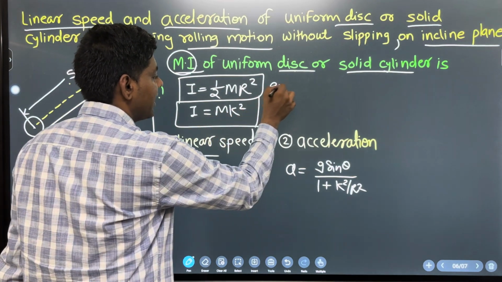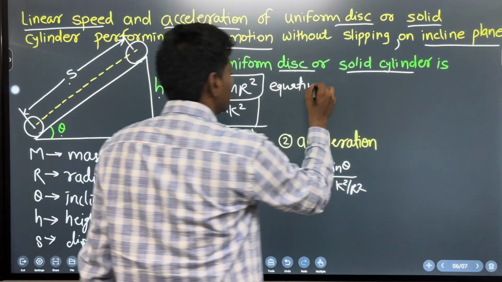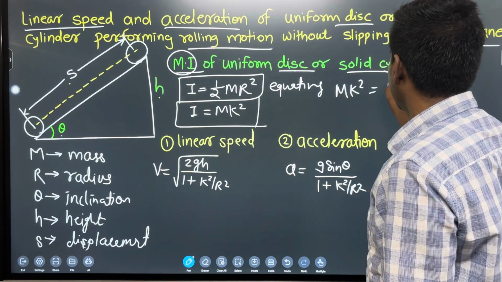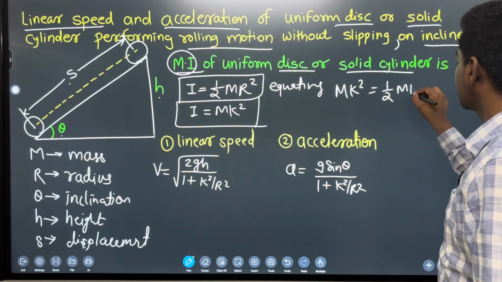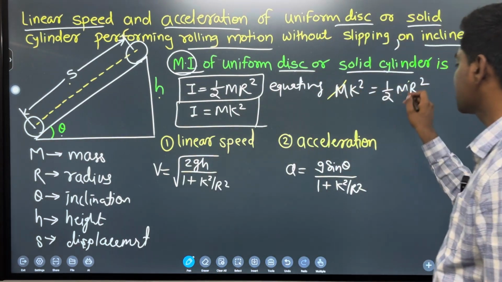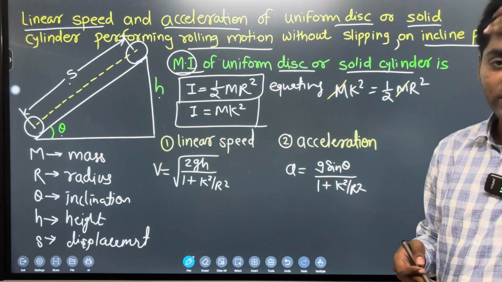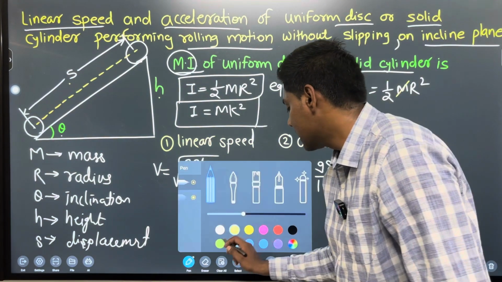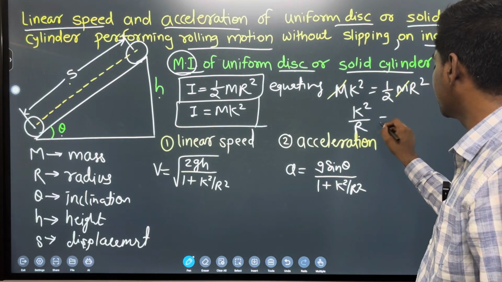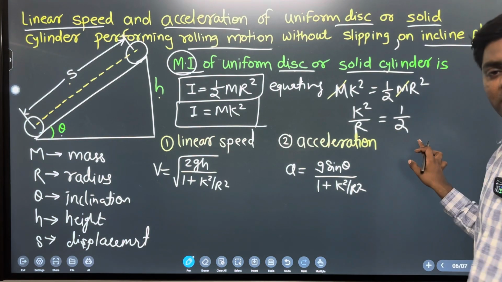So just by equating both expressions, what do we get? m k square is equal to half m r square. Simple: we cancel the mass from both sides, and after that we take the ratio of k square upon r square. So what will the ratio be? Quickly tell me: k square divided by r square is 1/2. So we get the value 1/2.